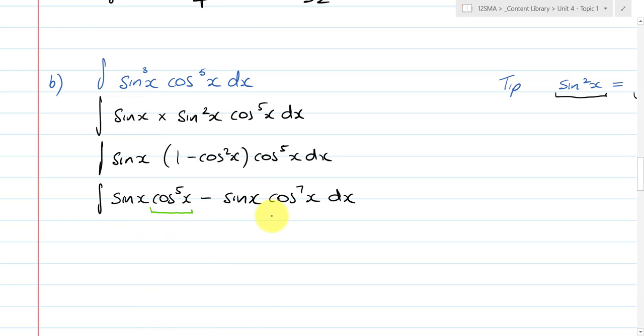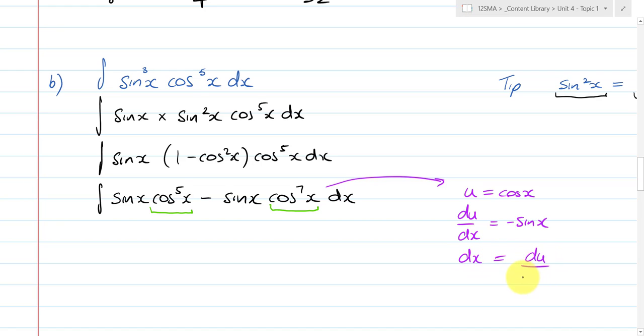I could split this up, but I've got a simple u choice that I can make. So this is the odd power situation. And what I'm going to do over here is I'm going to say let u, this is substitution now, equal cos x. And it works in both cases. So if u equals cos x, then hopefully you can see that du dx is equal to negative sine x, which means that dx is equal to negative du over sine x. And so now I'm going to put that back into here and write this.